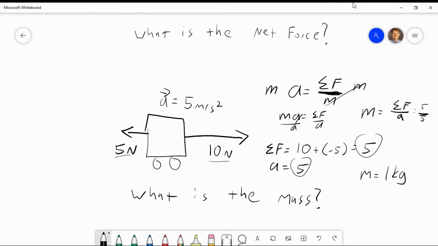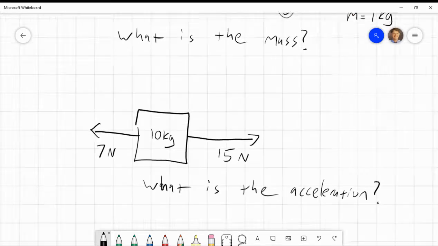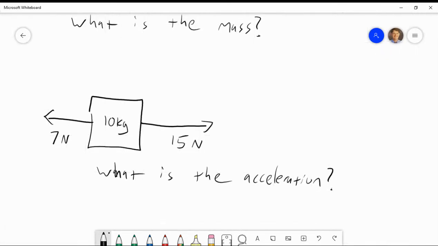So I could give you a problem like that. What's the final thing I could possibly do? I could ask you for the acceleration. Right? So, all right, well, I remember that acceleration equals the net force divided by the mass. So I know that my mass equals 10 kilograms. My net force is 15 plus negative 7. What is that, 8? Yeah, that's 8 newtons.